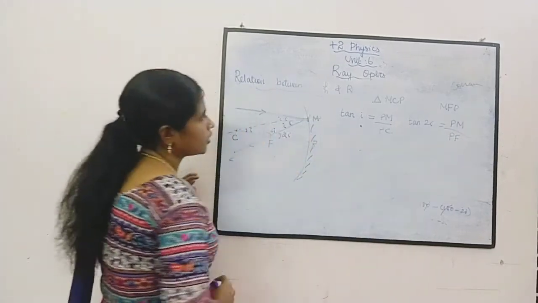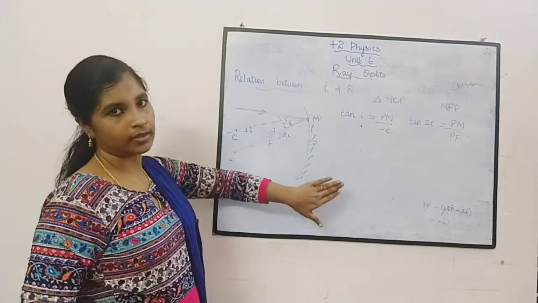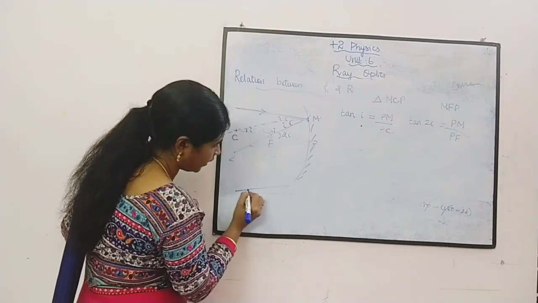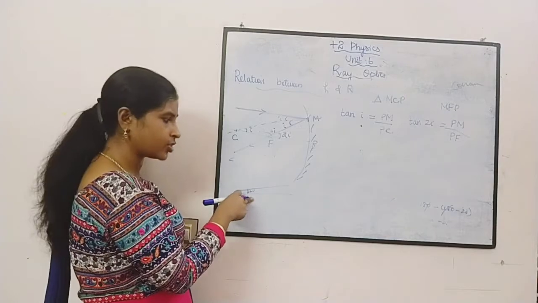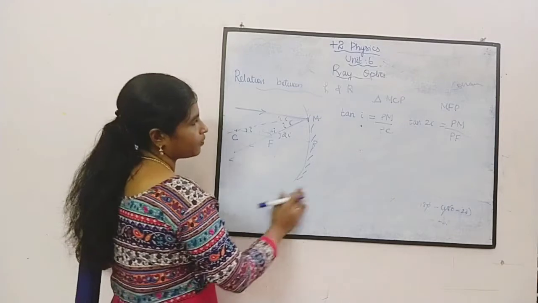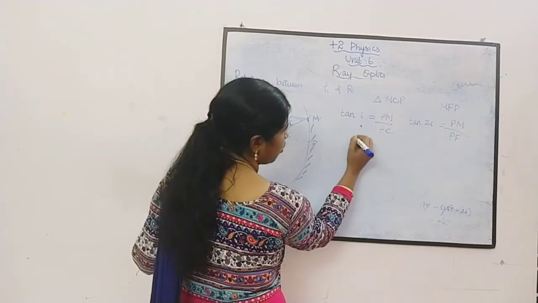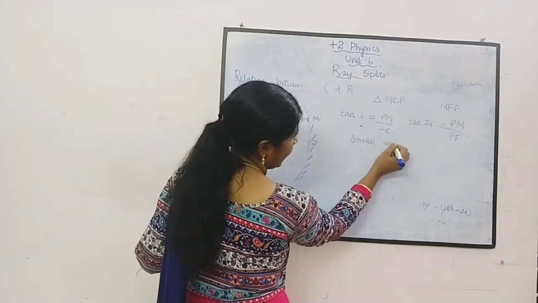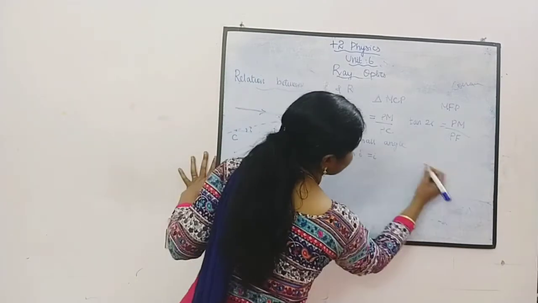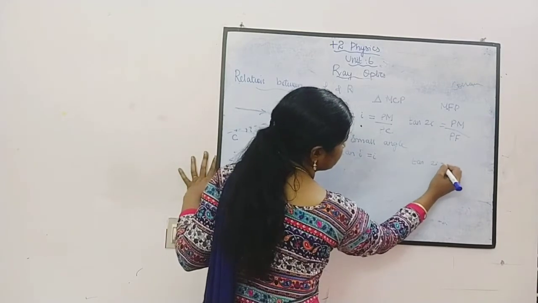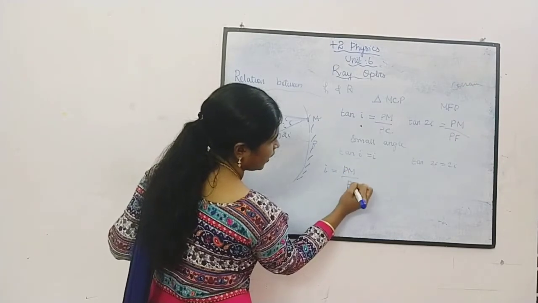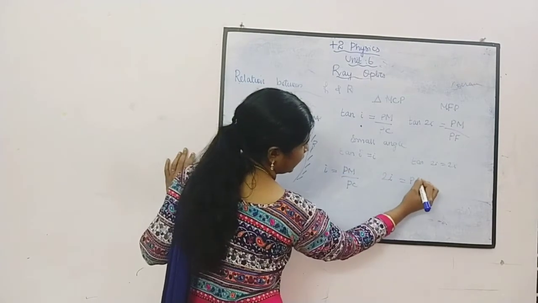Okay. So consider this angle as a very small angle. If this angle is very small, then we can say that tan theta will become theta. So I can write tan theta equals theta for small angles. For a very small angle, tan I is equal to I. Similarly tan 2I equals 2I. So I can simply write I is equal to PM by PC and 2I is equal to PM by PF.